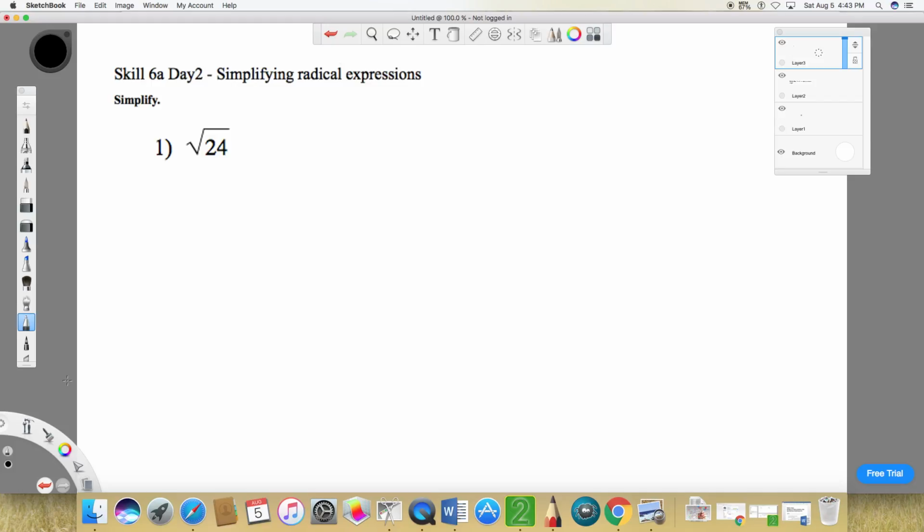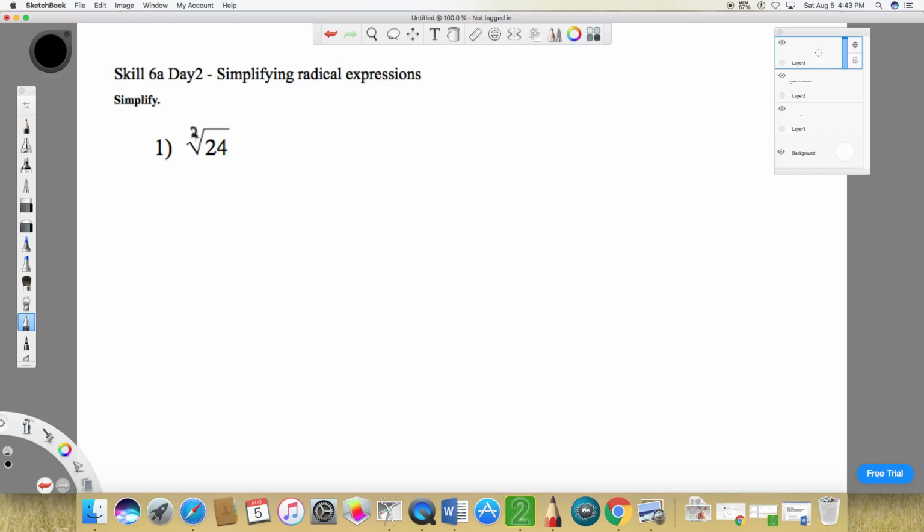Let's take a look at our solutions to some homework problems, Skill 6A Day 2, where we're simplifying radical expressions. So we want to simplify the square root of 24. And that's always the first thing you're going to do: look to see what kind of radical you have. Do you have a square root, a cube root, a fourth root? Because that's going to be the significant place to start.